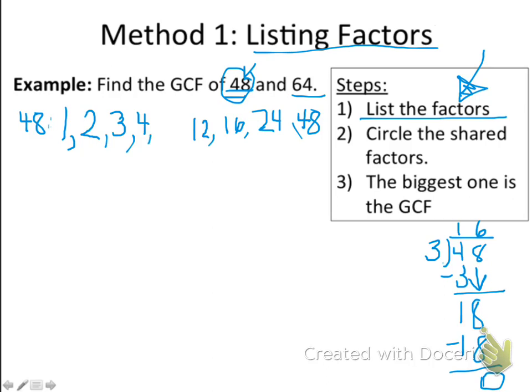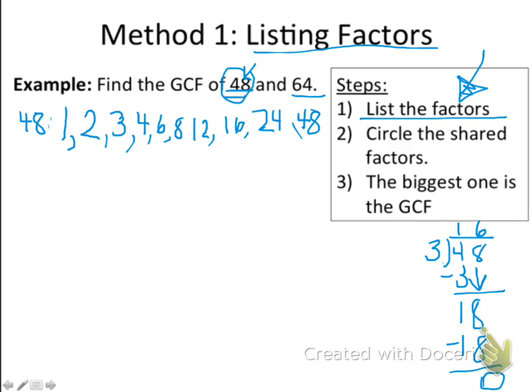Then next one will be 5. Is 48 divisible by 5? Our divisibility rule is that it ends in a 0 or a 5, so it doesn't, so we know it's not divisible by 5. Alright, 6. Is 48 divisible by 6? Yes, it is, because we know 6 times 8 is 48.